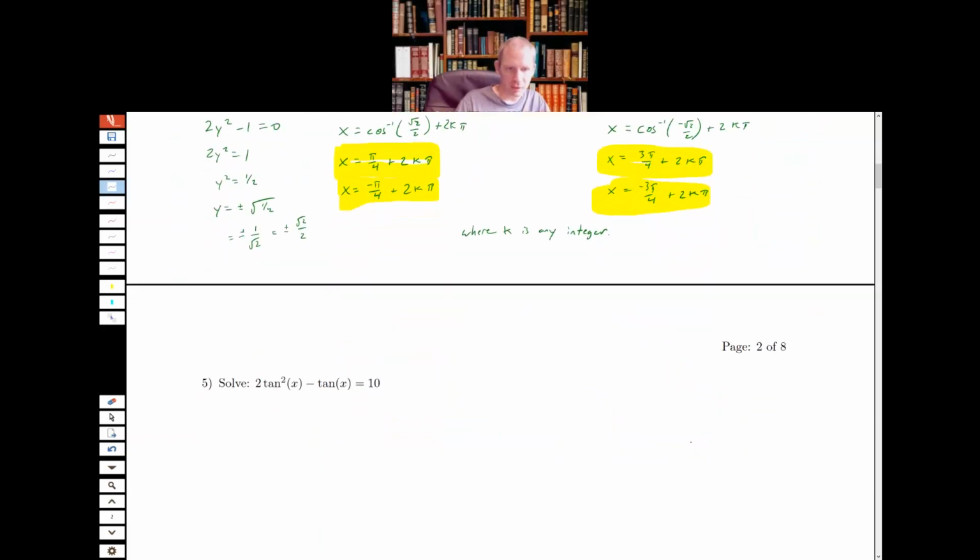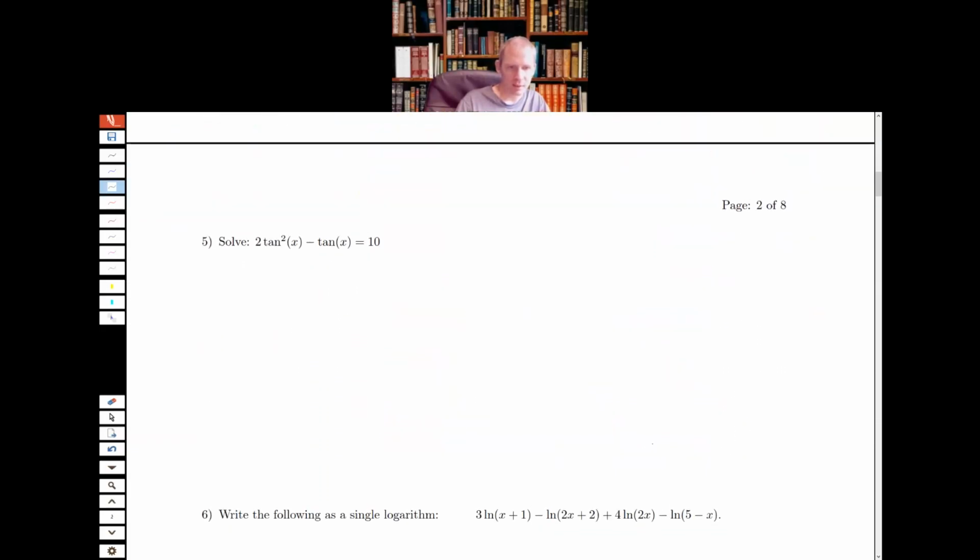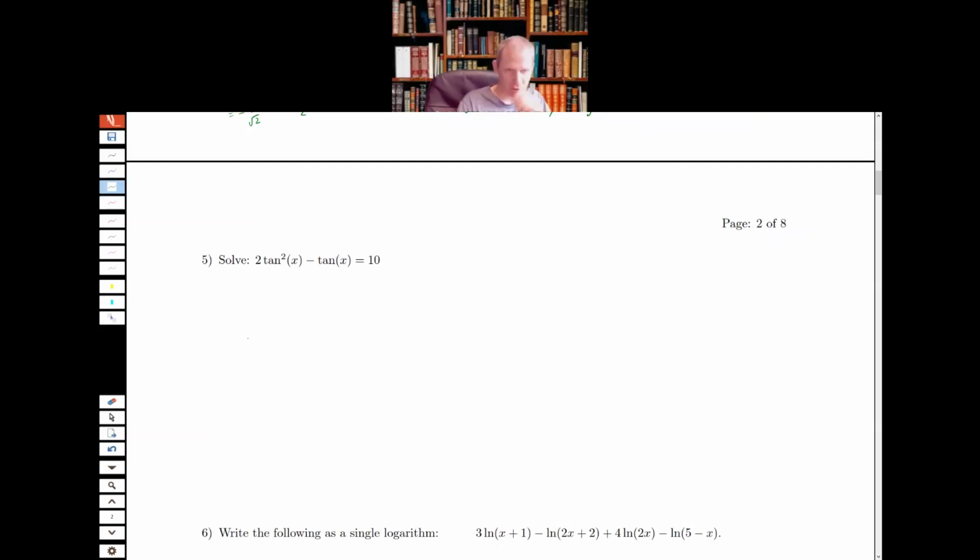All right, now let's look at solving a tangent equation. Once again, it's just not a simple tangent. We've got other stuff going on. So you could start by saying, let y equal tangent x. So then this is going to look like 2y squared minus y equals 10. And I can see, okay, that's a quadratic. Let's get everything on one side equal to 0. Okay. And this solves by factoring, I think, without too much trouble.